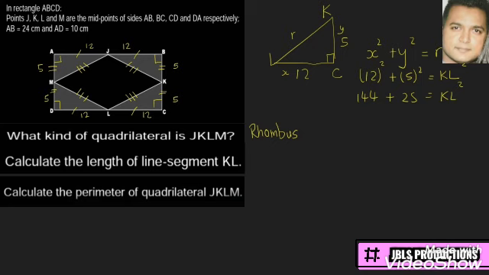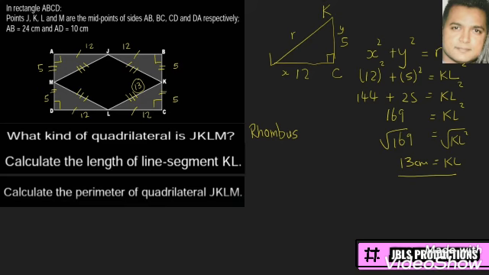So this will give us 169 is equal to KL squared. So what we're going to do is take the square root of each side. 169 and KL squared, find the square root of it, and we'll have KL is equal to 13. So this would be my answer, and remember the measurements are given in centimeters. So we know that KL is equal to 13 centimeters. If you want to, put that information in your diagram should you later need to use it. Then we get: calculate the perimeter of quadrilateral JKLM.